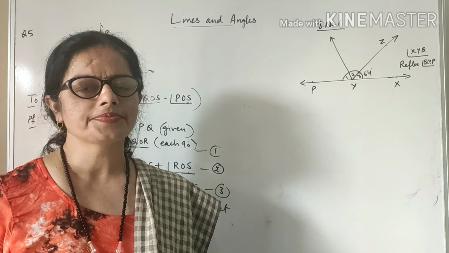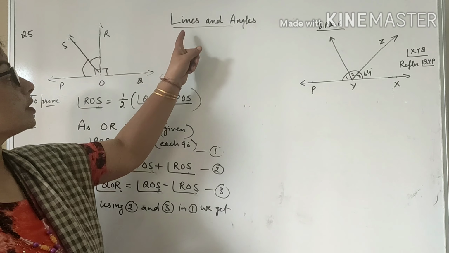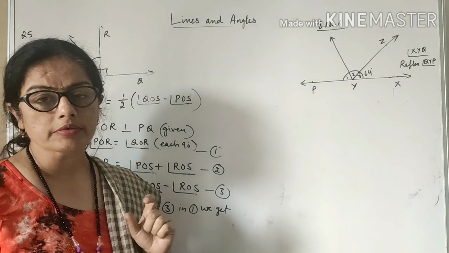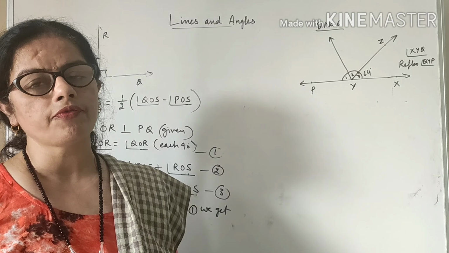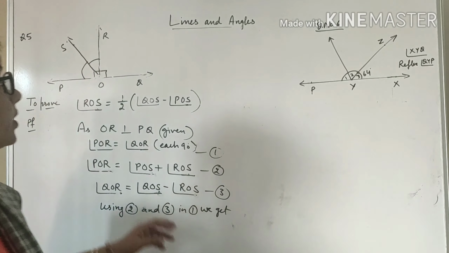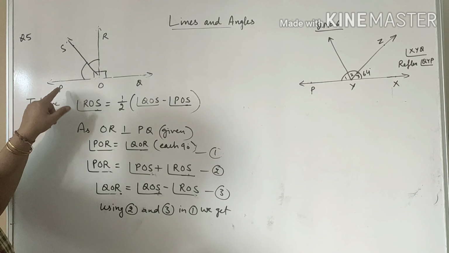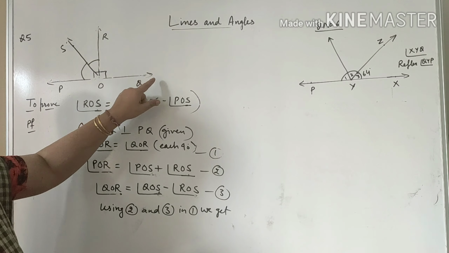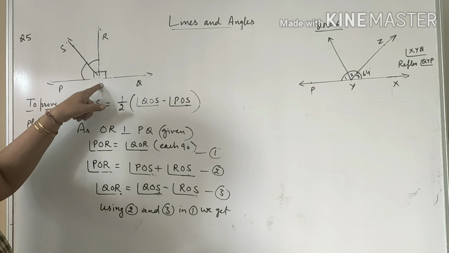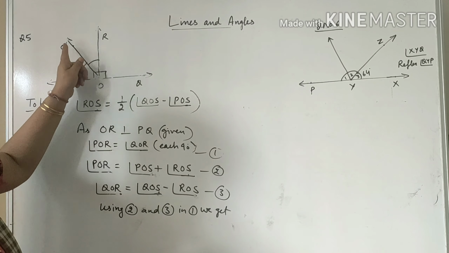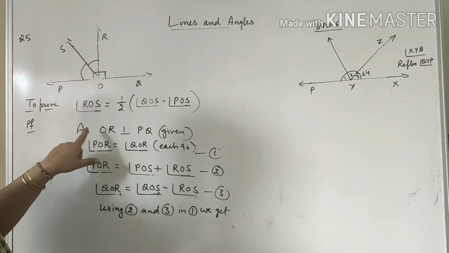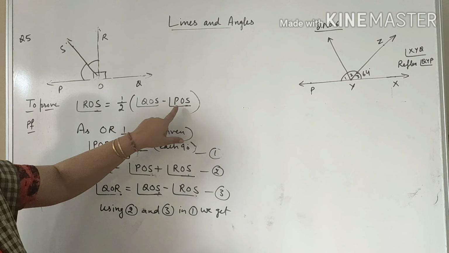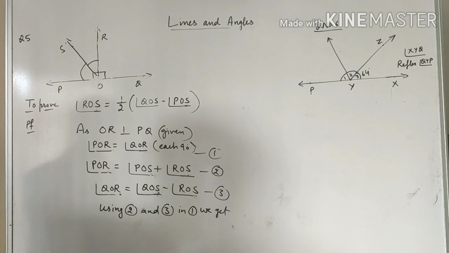Good morning, students. In chapter 6, Lines and Angles, we have started exercise 6.1, and up to question number 4 we have done all the sums. Now I am telling you question number 5. Question 5 says POQ is a line, OR is a ray standing perpendicular on it, and OS is the ray between OP and OR. We want to show here that angle ROS is half of angle QOS minus angle POS.